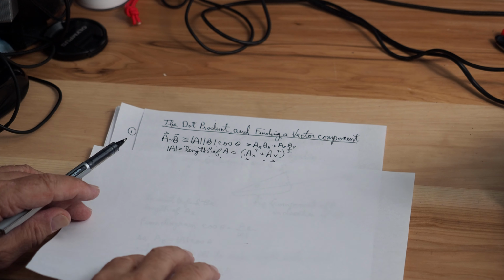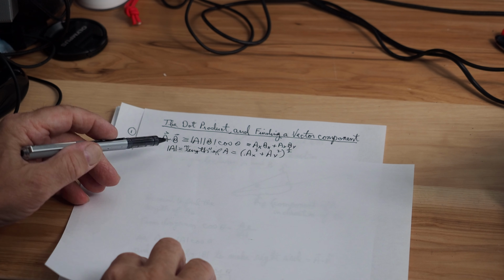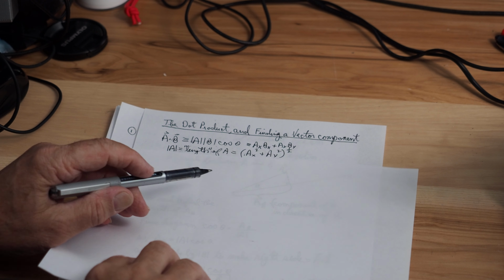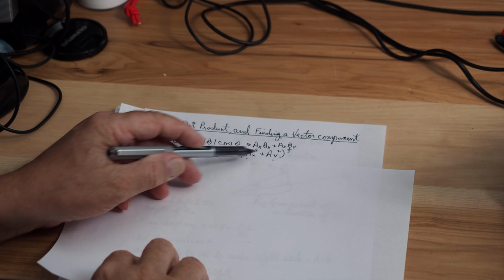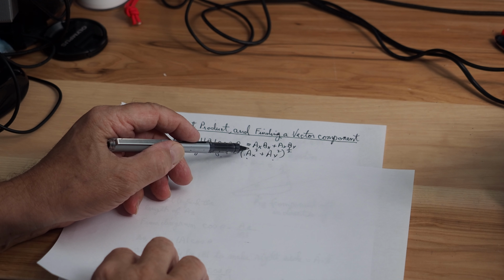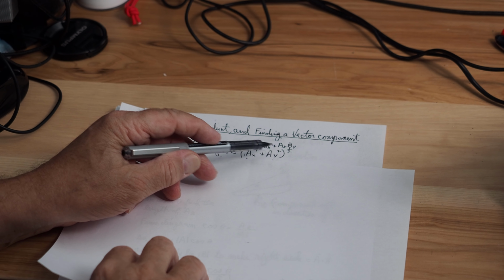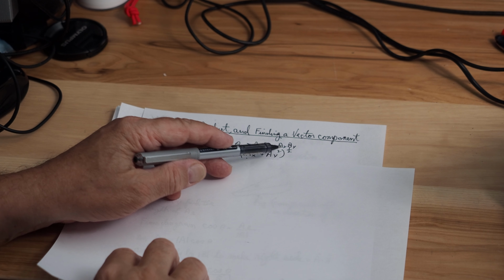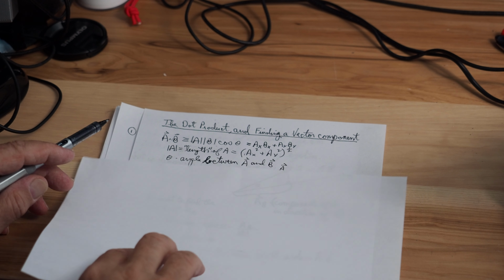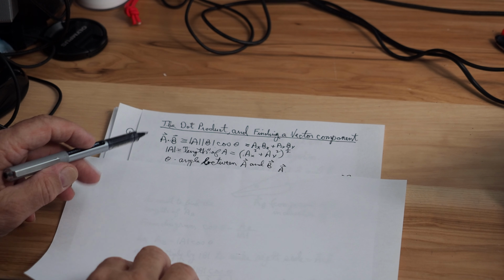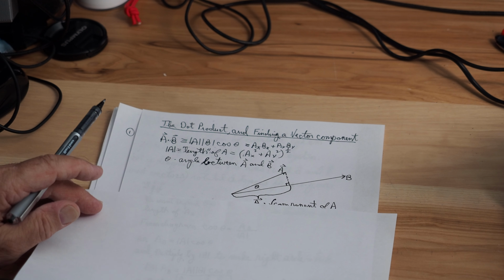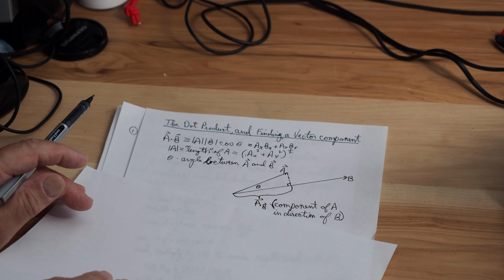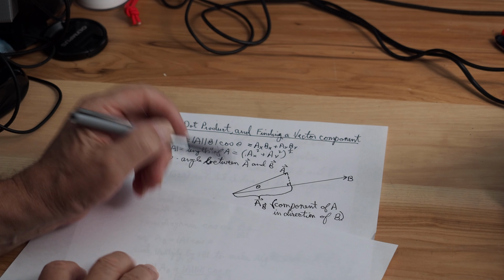Now, the length of A is A with the bars, and that's, according to the Pythagorean theorem, the x component squared plus the y component squared, all that to the square root. The angle between A and B is theta. And we are going to be interested in finding a component.